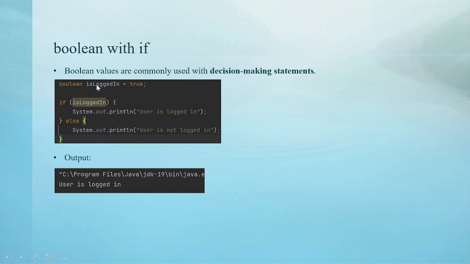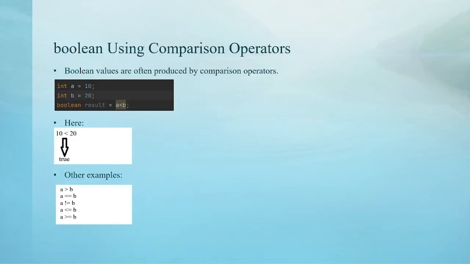Suppose isLoggedIn is false, then the else condition would have executed and the output will be "User is not logged in." Comparison operators always produce a Boolean result. For example, 10 < 20. In this case, the output will be true. Similarly, operators like greater than, equal to, not equal to, less than or equal to, greater than or equal to, all of these produce either true or false.